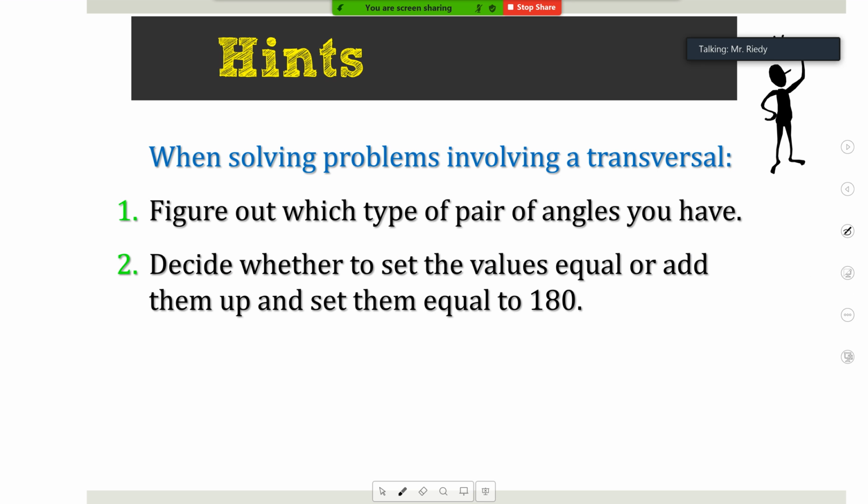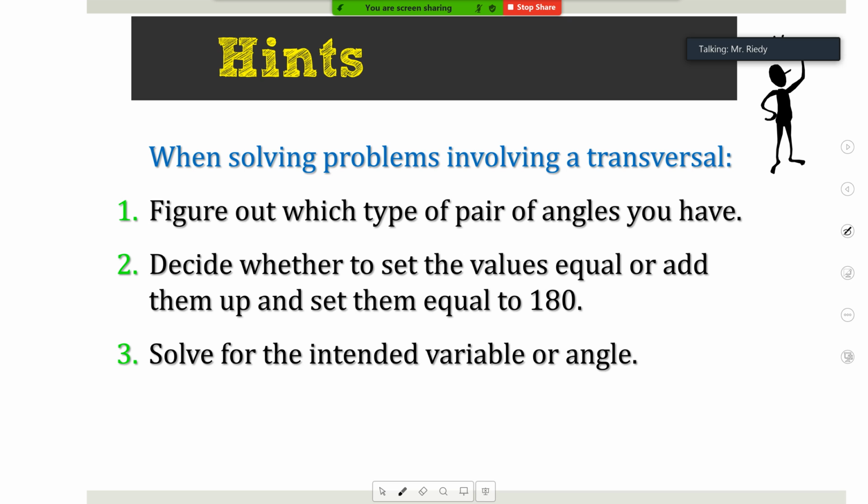Step 2: You need to decide, are you going to set them equal or add them up and set them equal to 180? There's no other possibility. Don't do anything crazy. Just set them equal or add them up and set them equal to 180. And you would know the answer to part 2 based on what you got from part 1. So for instance, if you realize you have alternate interior angles, you would know that alternate interior angles are congruent, and therefore you would set them equal to each other.